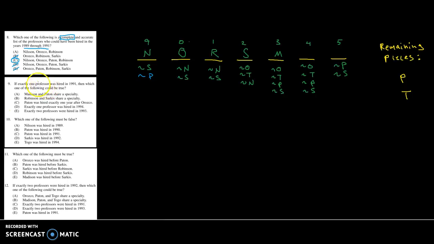All right, number 9. If exactly one professor was hired in 1991, right here, R, then which of the following could be true? Let's look at this. So let's make this sketch for a moment. So we know that 1, 2, 3, 4, 5, 6, actually, no, I don't really need to. We can just look at this. So what it's basically stating is that we cannot put anything P or T. Remember, those are the only pieces we have left. We can't put P or T in here. So if that's true, where could we put P or T? Looks like, well, let's see.